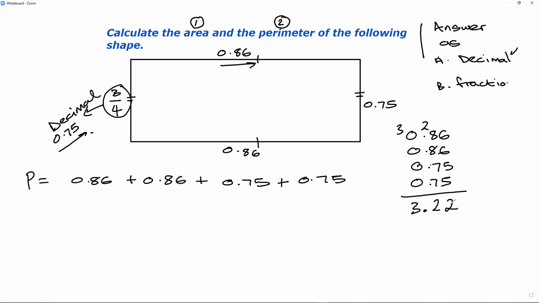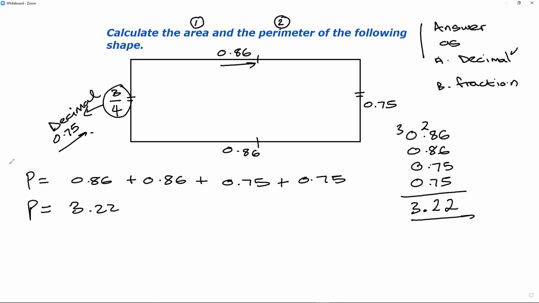All right, let me just double check that. So 0.86 plus 0.86 plus 0.75 plus 0.75 comes to 3.22. So that's going to be my perimeter, 3.22.